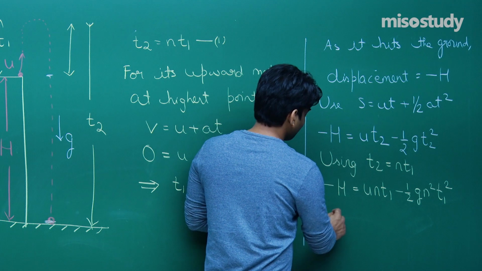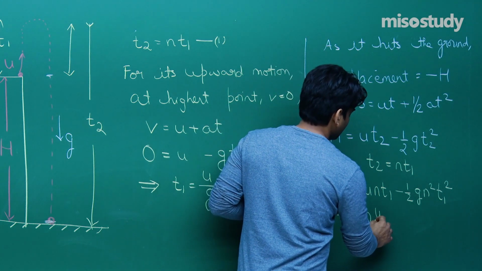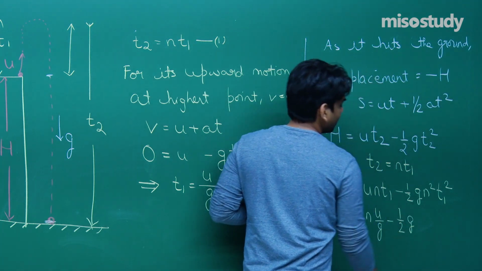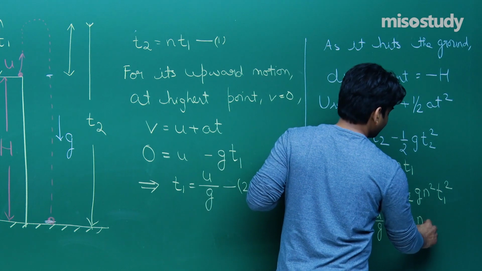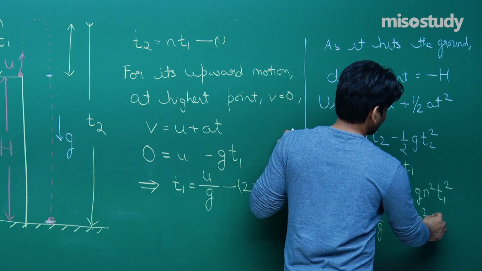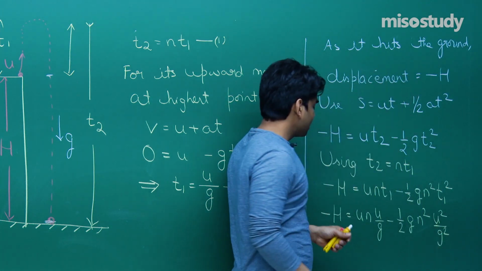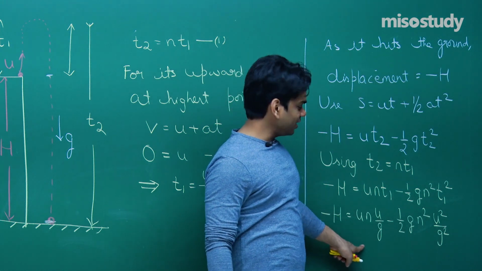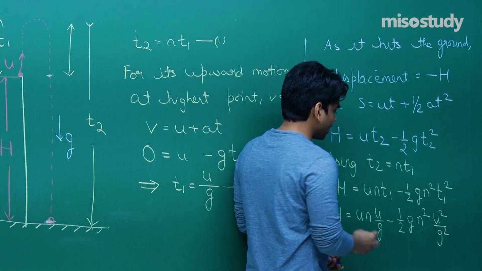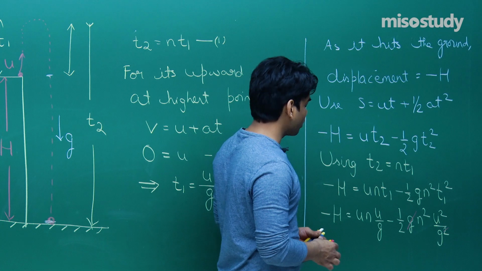We will be obtaining minus h is equal to u into n into u by g, minus half g, and here we have n square t1 whole square, that will be u square by g square. This will be nu square by g. This 1g will be cancelled out. So let me show you that 1g is going to be cancelled out. So this will be minus half n square u square.